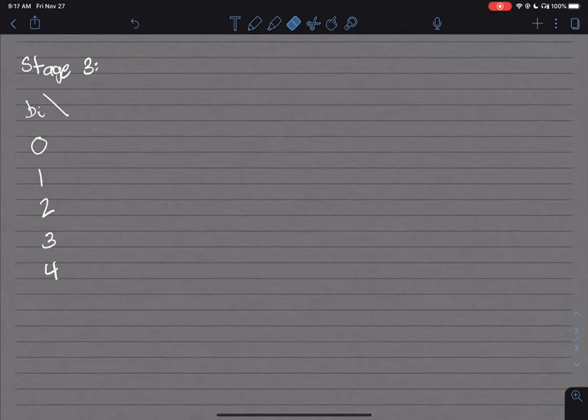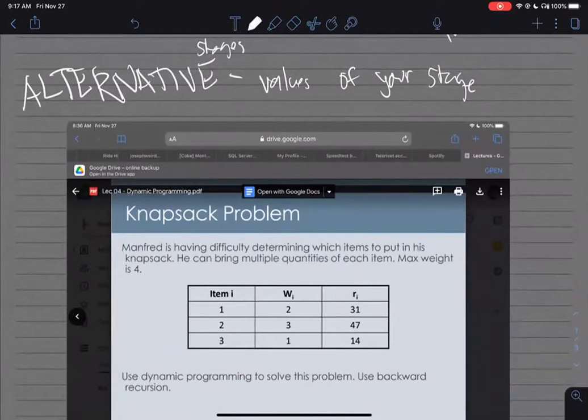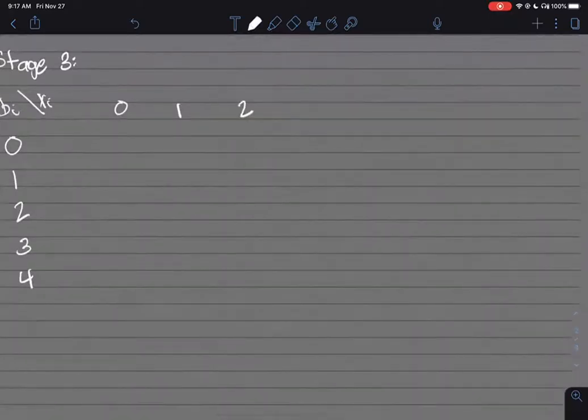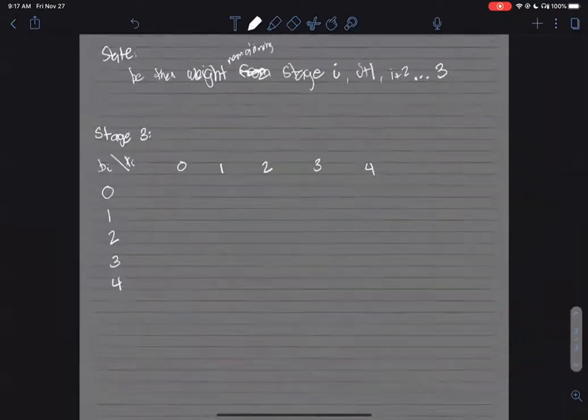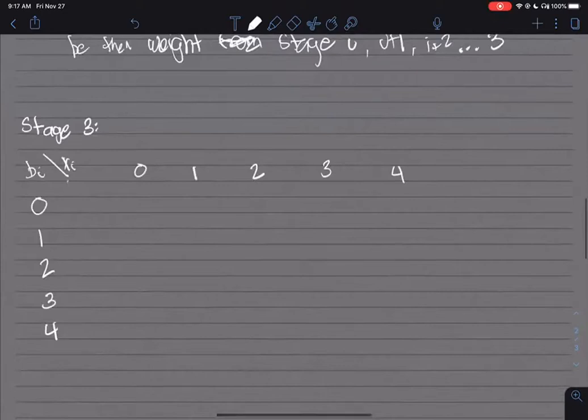Okay? And then on the column header, we put your alternatives, or X sub I. The possible values for item 3, since its weight is 1, are that I can have 0 items of item 3, 1 item of item 3, 2, 3, or 4 items of item 3. Okay? Question so far? None? Okay. And then now we fill up your table.